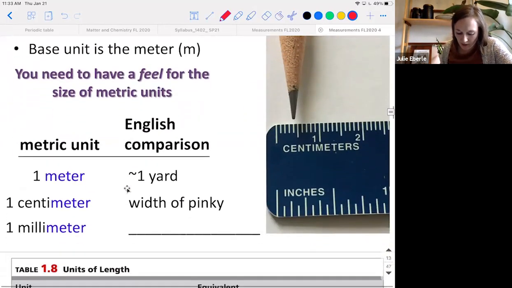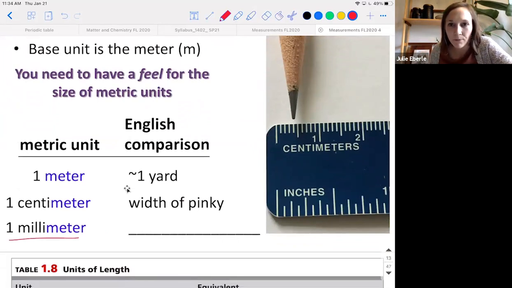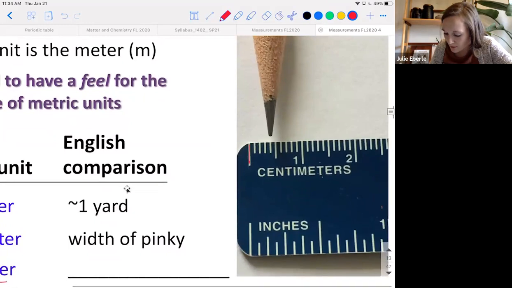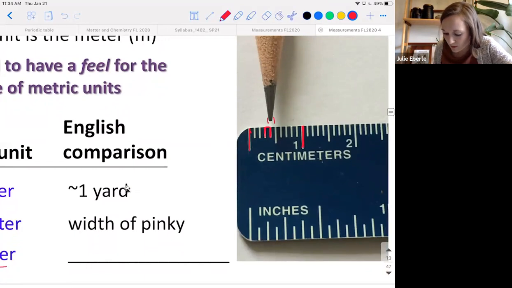Let's scroll down. What about a millimeter? If I say this particle is the size of a millimeter, what do I mean? How big is that, or how small is that? If you continue to look at this picture of the ruler, there's 1 centimeter in red, and there are 10 different tick marks breaking up the distance of that centimeter, and the distance between 2 of those marks is a millimeter. So a millimeter is 1/10 of a centimeter, so it's even smaller. The width of the pencil lead is about a millimeter.